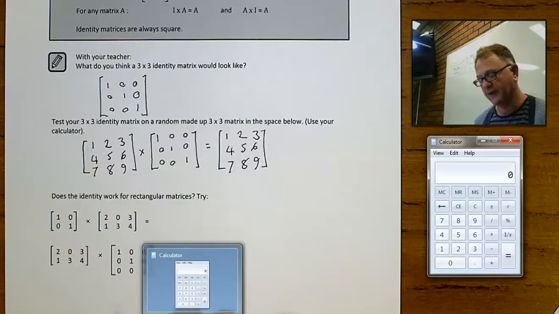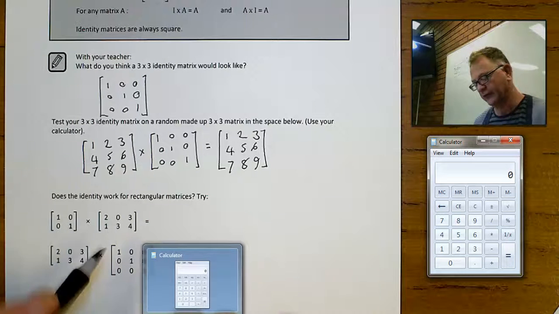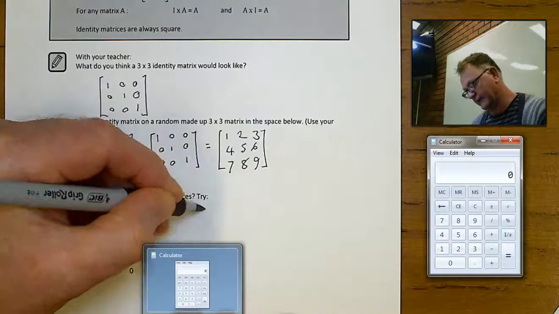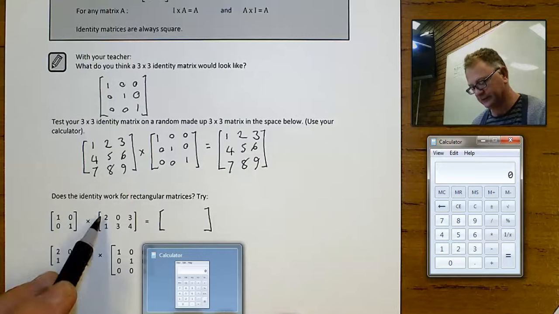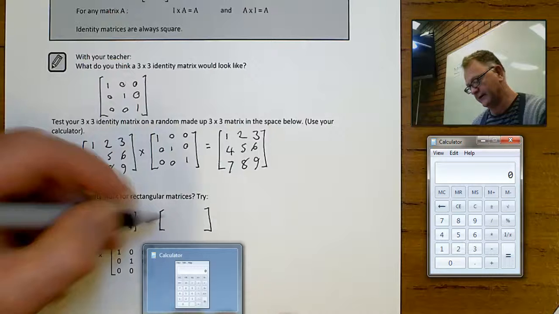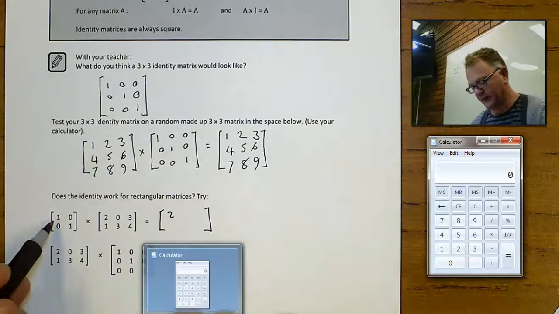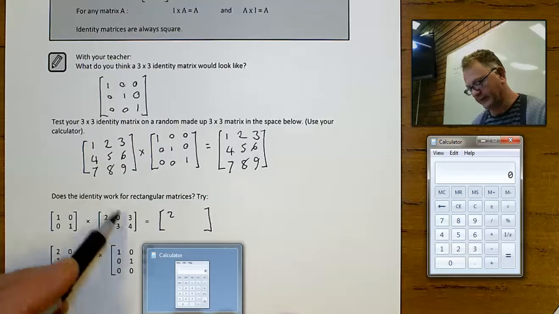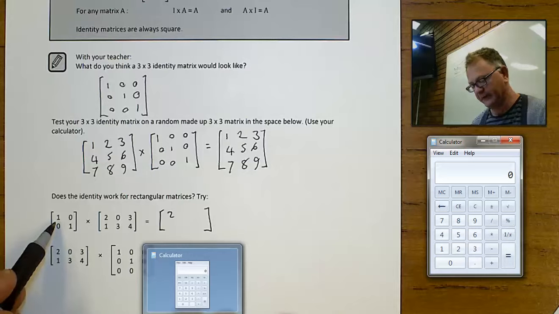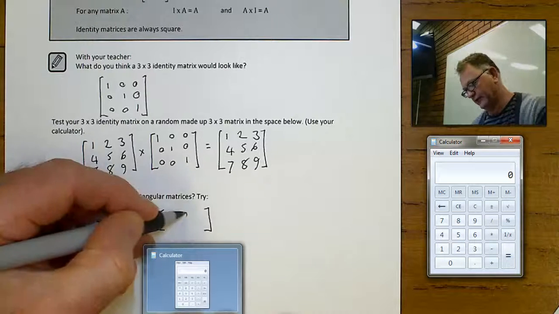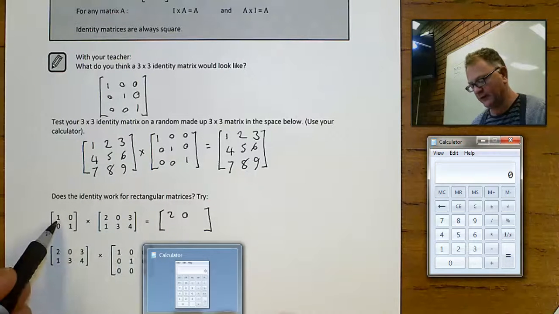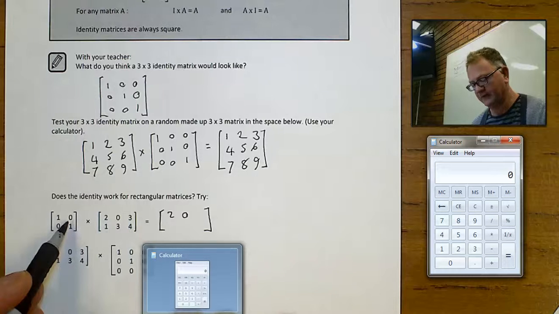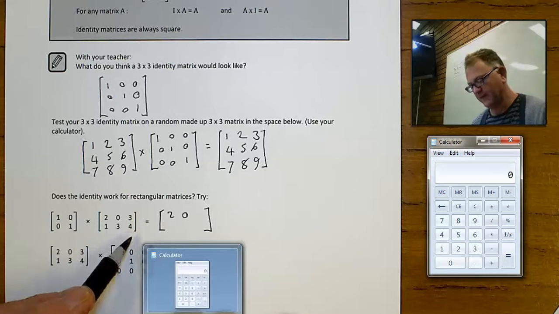And I'll multiply the first row by the first column to get an entry in this matrix here. So it's 1 by 2 plus 0 by 1, that equals 2. I'll multiply this row by this column. 1 by 0 plus 0 by 3 equals 0. This row by this column, 1 by 3 plus 0 by 4 has to equal 3.